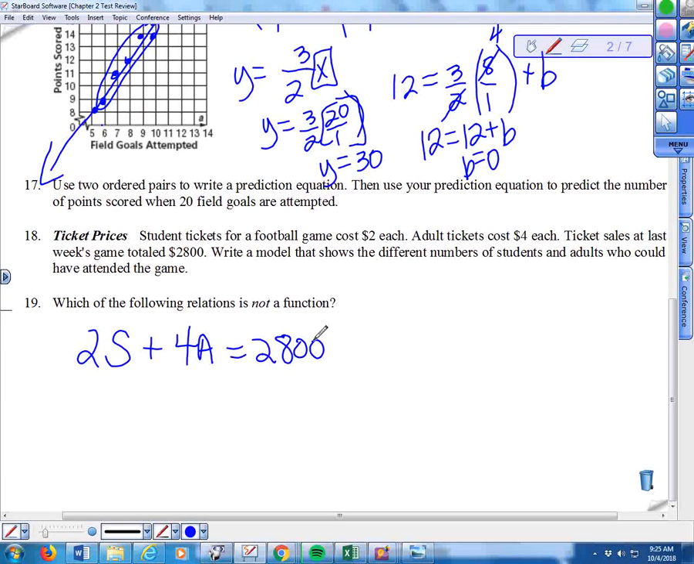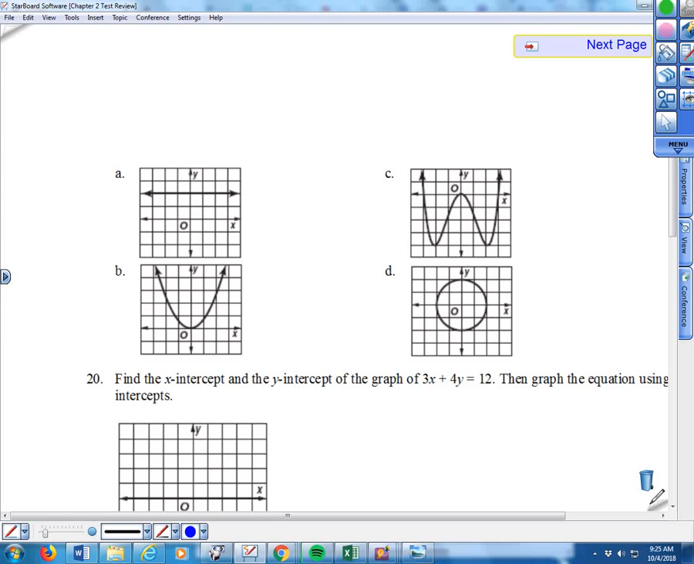Which of the following relations is not a function? That's the only one. Everything else is a function. I take a vertical line through the first letter A and I'll never pass through more than 1 point. Same for B and C. D is the only one that would not pass the vertical line test.